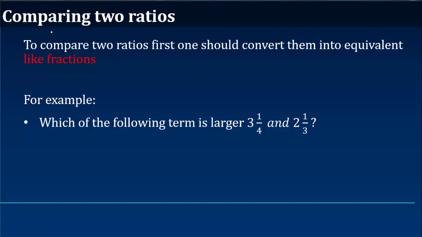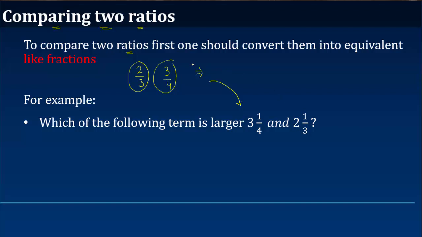In many cases, you may be required to compare two ratios and find out which one is either larger or smaller. In order to compare two ratios, it could be something like 2 upon 3 and 3 upon 4, which is simply given to you in the form of a fraction, or it could be something like what you have over here, 3 1 by 4 and 2 1 by 3.